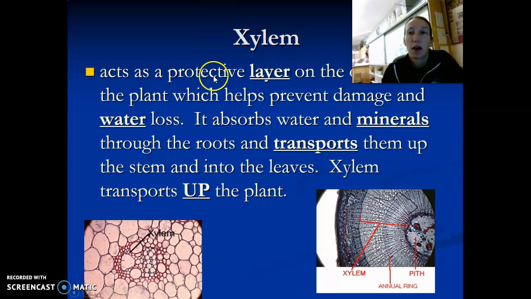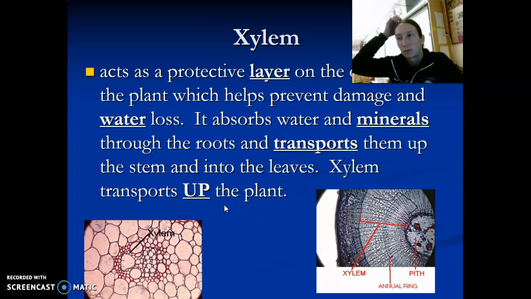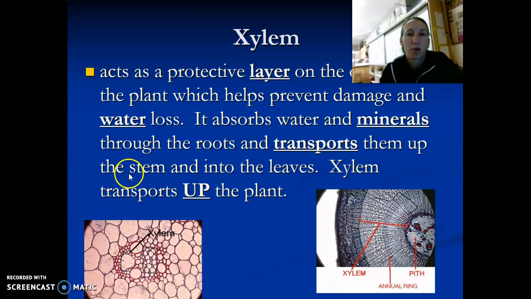Now xylem, it acts as a protective layer. So you've got xylem on the outside of the plant, as well as xylem within the stem to help transport water. So it acts as a protective layer on the outside of the plant, which helps prevent damage and water loss. It absorbs water and minerals through the roots and transports them up the stem and into the leaves. So xylem can only go one direction, which should make sense because that's where it's absorbing the water and minerals, in the roots. So it absorbs it and then it brings it on up.